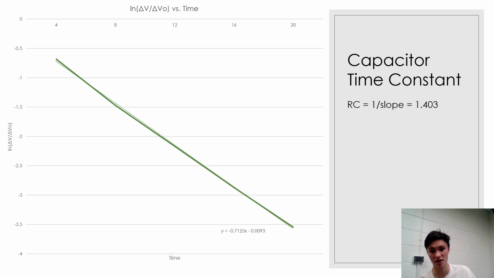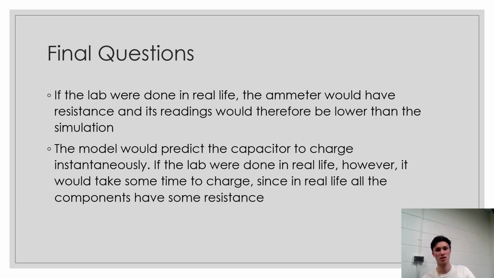This led to a negatively proportional trend, and the slope of this line was then able to be used to find the capacitor time constant, RC. So RC in this case was equal to the magnitude of 1 over the slope of this line, the slope of this line being negative 0.7125. So doing 1 divided by that gave us 1.403, which is what the capacitor time constant was for the scenario.